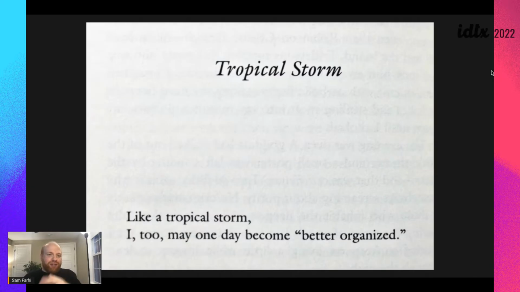So this is Lydia Davis, an experimental short story writer. And I'm showing her right now because when I describe microlearning to people, I really use her as a reference. Some people are more literary than others, so I'll break it down for you. And that was a joke. She has a book called Break It Down. But this is one of Lydia Davis's short stories. This is Tropical Storm. Like a tropical storm, I too may one day become better organized.